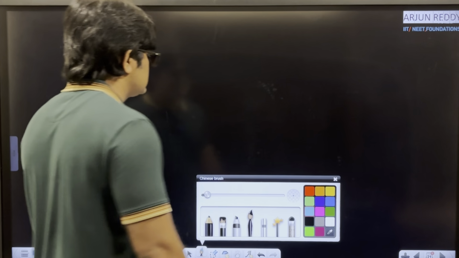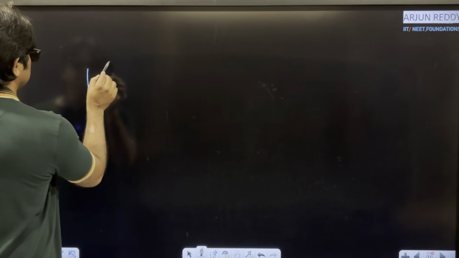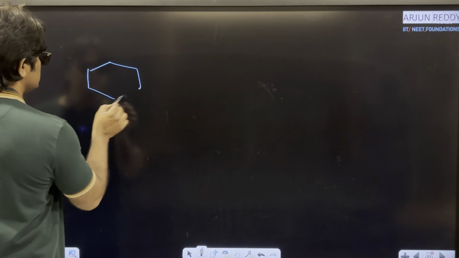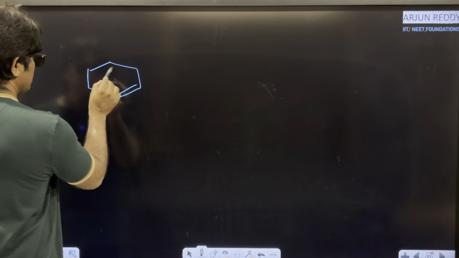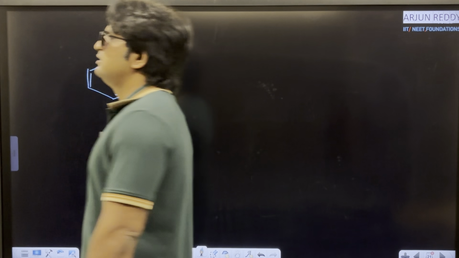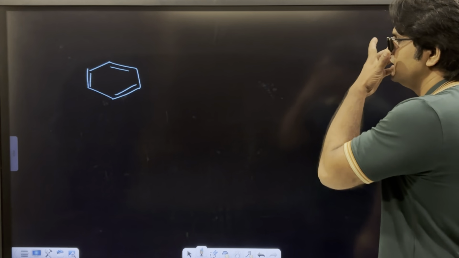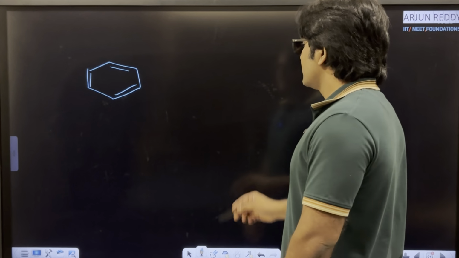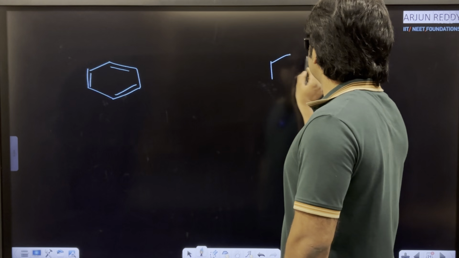Next one, if this is the given molecule, let us practice this one. Benzene molecule is given, and the pi bonds are like this. Just by looking, we can say that the number of pi bonds equals 3.